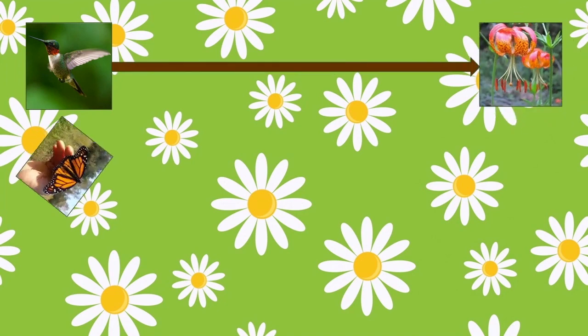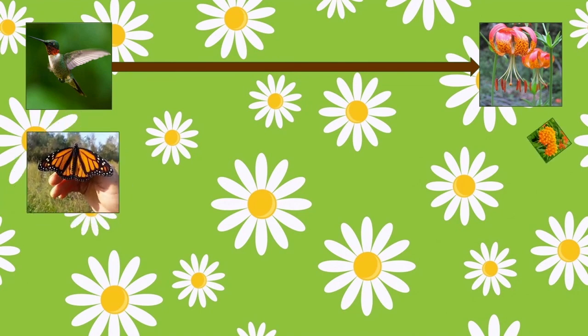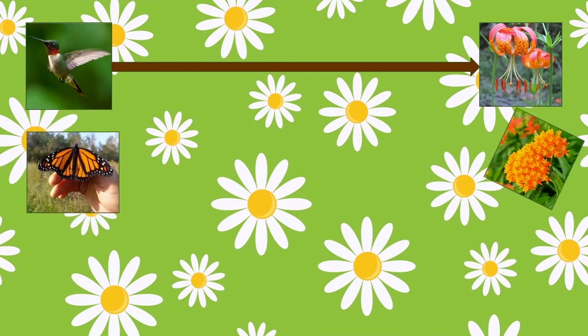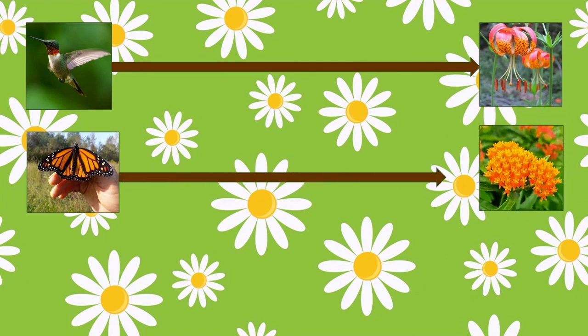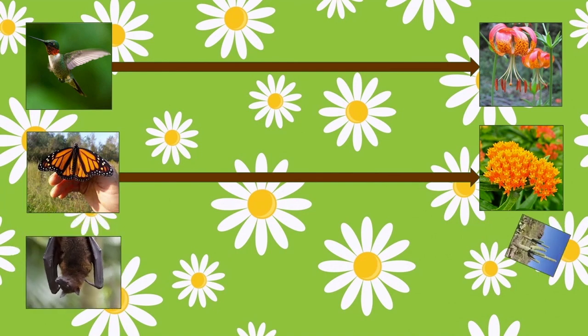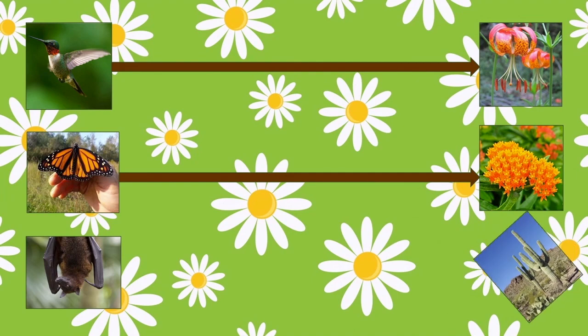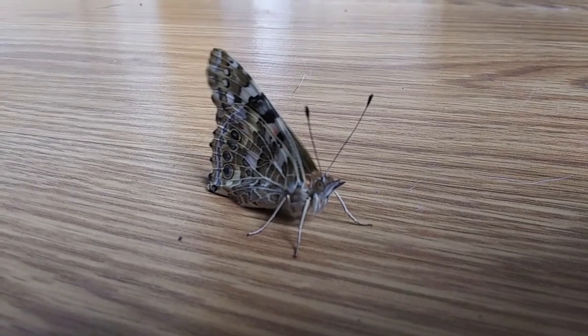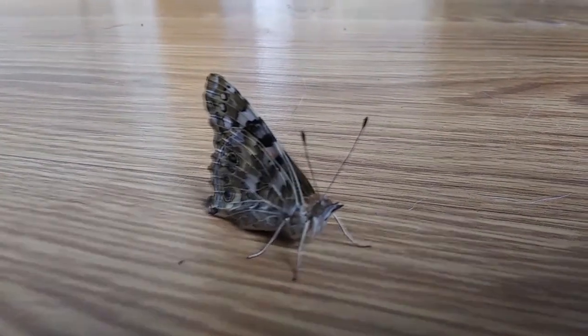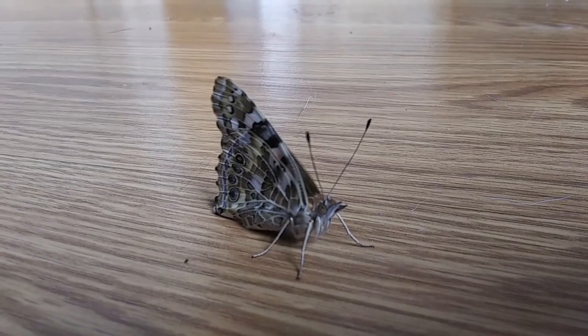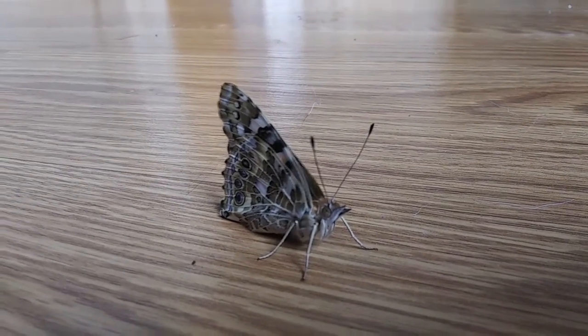Our world is full of pollinator-plant interactions. Here are just a few examples. Hummingbirds, like this ruby-throated hummingbird, pollinate lilies, like this leopard lily. Butterflies, like this monarch, pollinate milkweed. They also rely on it for shelter. And my favorite, bats, can pollinate cacti, like this saguaro. It's important to remember that these are not the only plants these pollinators can pollinate. In fact, most pollinators can pollinate a wide variety of plants. In ecology, this is called being a generalist.